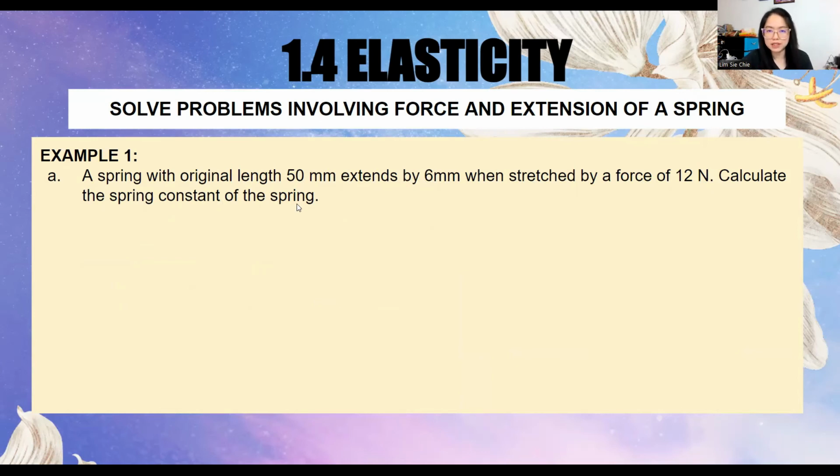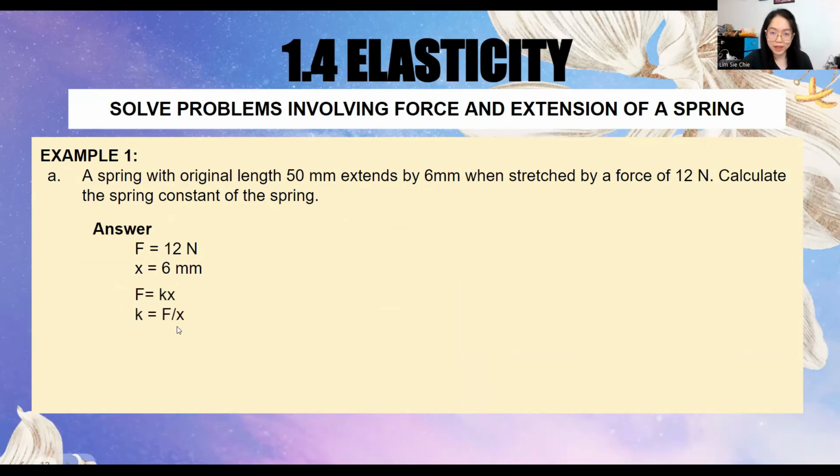Now, this is very easy because the question asks you to find the spring constant only. Before you go on, write down the information that is given to you. I have my force, 12 Newton. I have my extension, 6 millimeter. Then what's next? By using Hooke's law, F is equal to Kx, I can find my K.